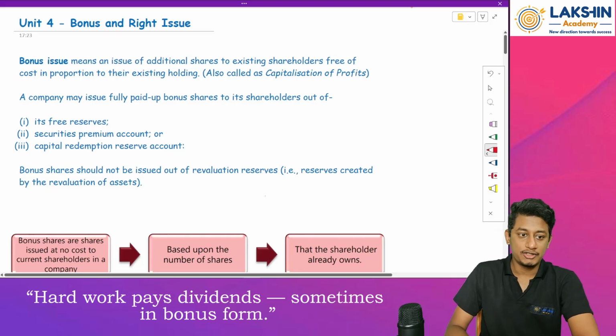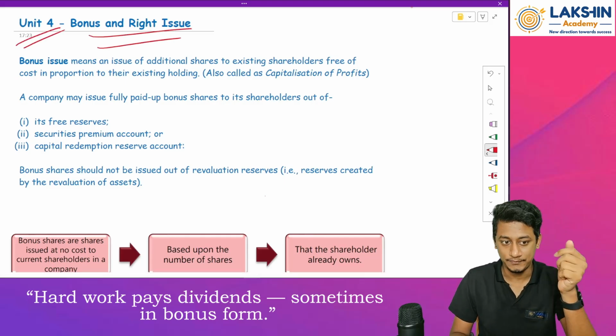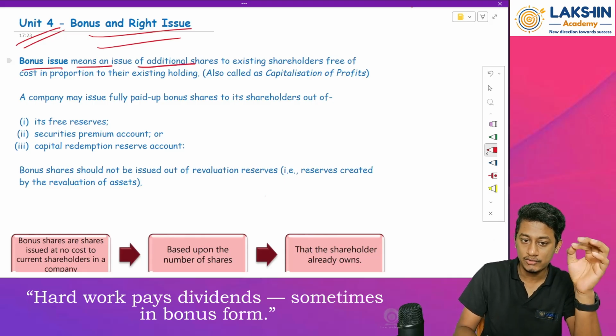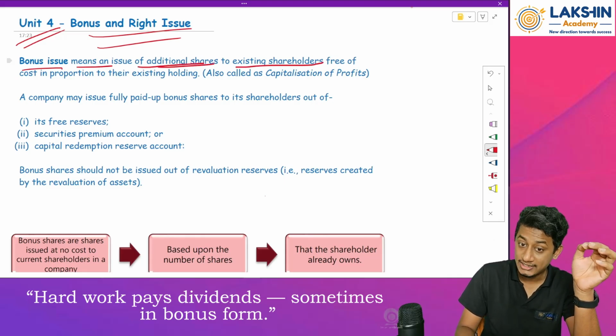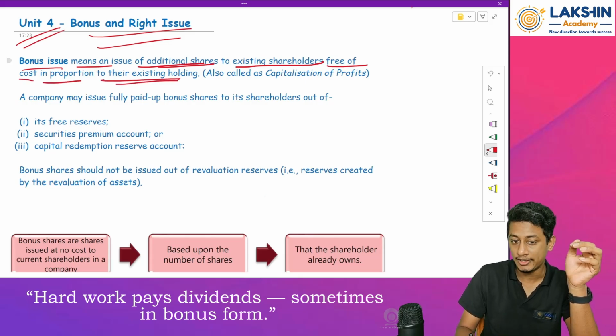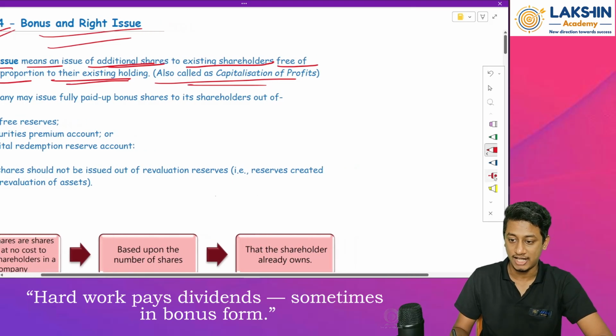So today we'll start with the new chapter, that is unit 4 on bonus and rights issue. First of all, what does a bonus issue mean? Bonus issue means an issue of additional shares to existing shareholders free of cost in proportion to their existing holding, also called capitalization of profit. So first of all, let's break it up and understand what that means.